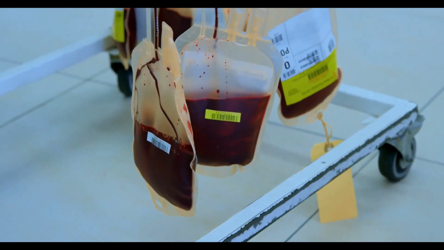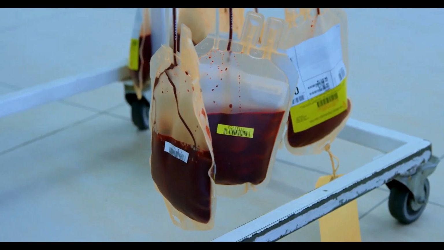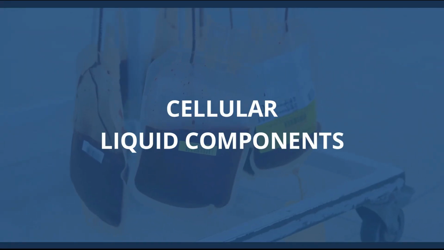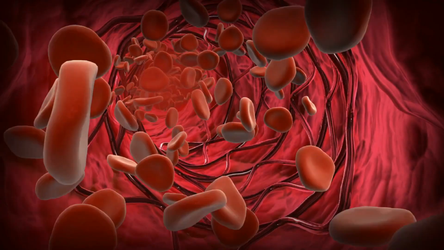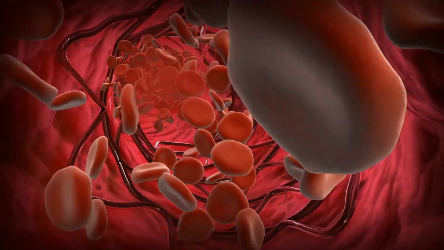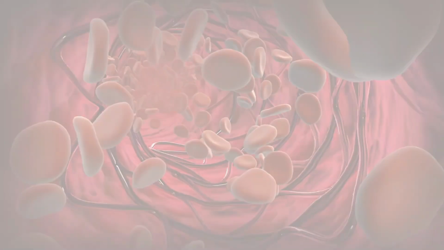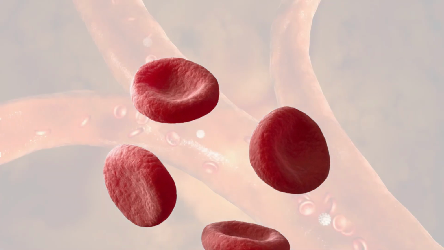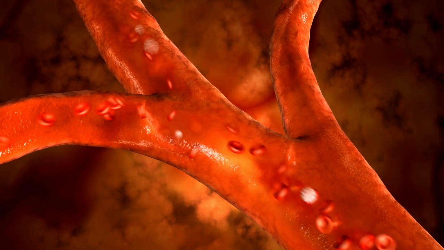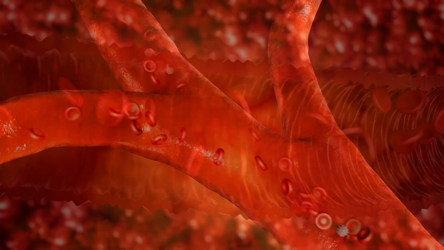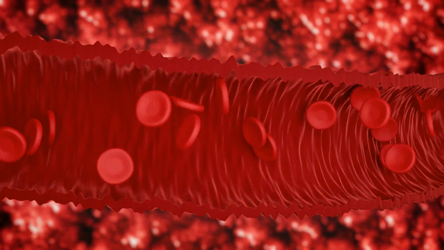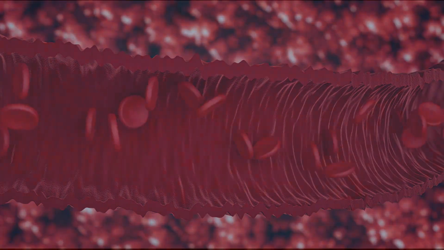Whole blood, as the name suggests, refers to the blood in its natural state, containing both cellular and liquid components. It consists of four major components. Red blood cells, also known as erythrocytes, are the most abundant cells in our blood. Their unique biconcave shape increases their surface area, enabling efficient gas exchange. Their primary function is to transport oxygen from the lungs to body tissues and carry carbon dioxide back to the lungs for removal. The red color of blood comes from a protein called hemoglobin present in RBCs.